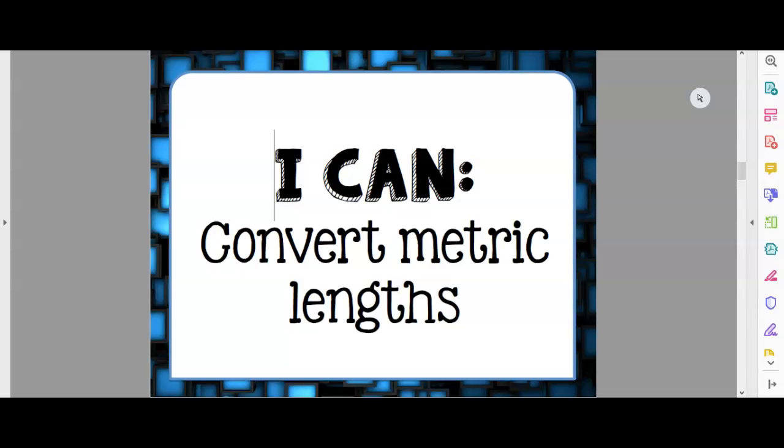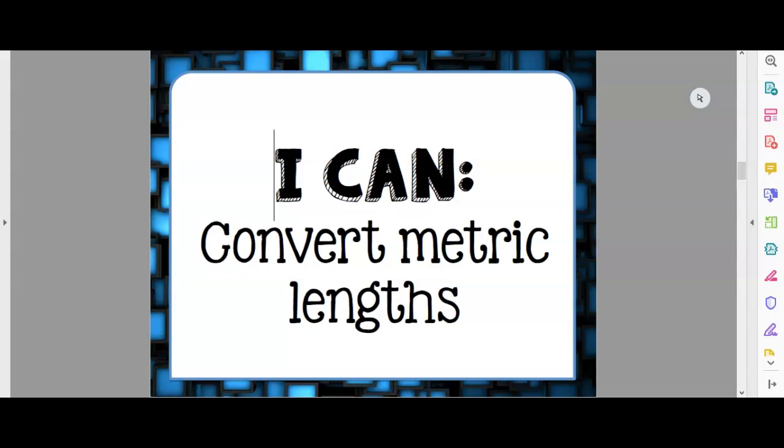Hey, fourth graders. Yesterday you learned that we have another system of measurement called the metric system, which includes millimeters, centimeters, meters, and kilometers. You learned how we can estimate which one we would use, what would be the best choice of your measurement. Today we're going to learn how to convert metric lengths between one metric unit and another.